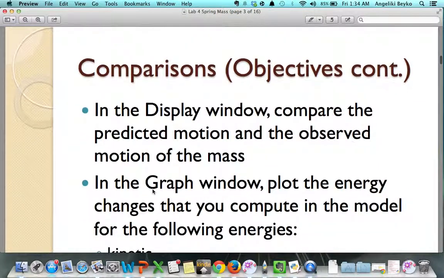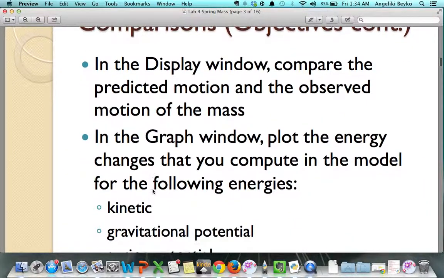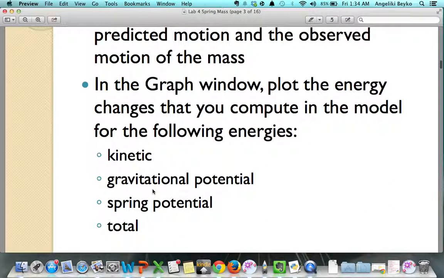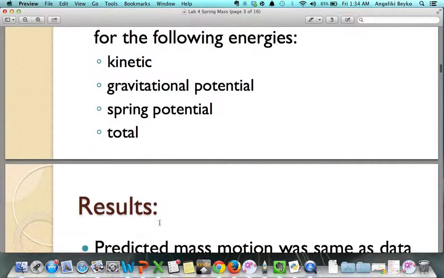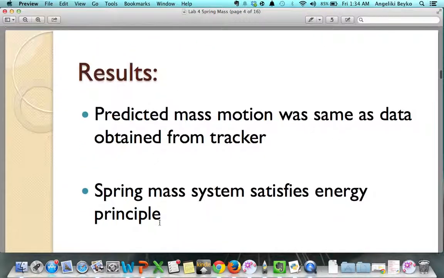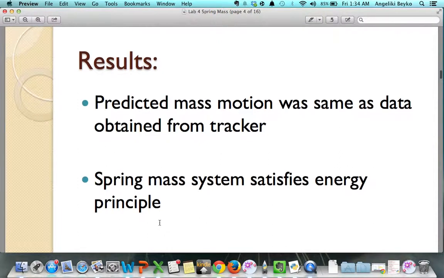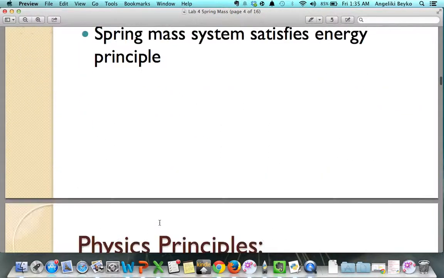So these are the comparisons we're going to make. We're going to compare predicted motion with the observed motion of the mass, and then plot the different energy changes, such as kinetic, gravitational potential, spring potential, and total energy. The results are that the predicted mass motion was the same as the data obtained from Tracker, and the spring mass system satisfies the energy principle.